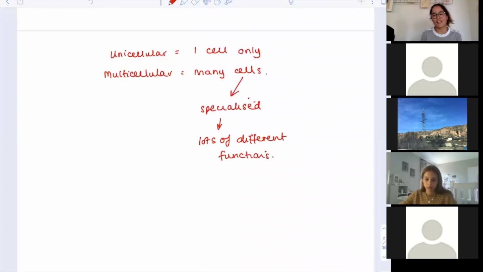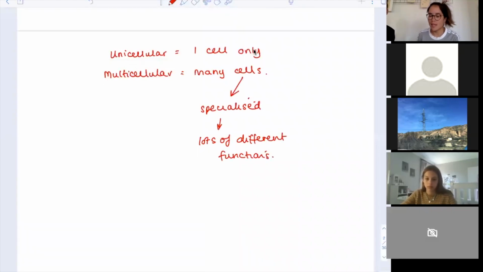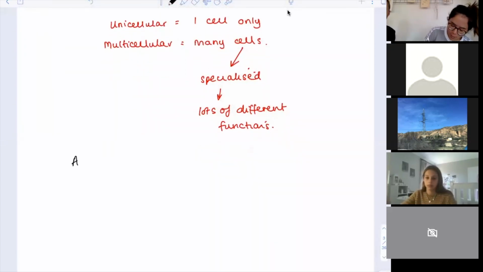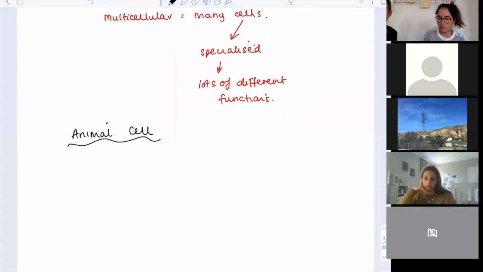However, for many cells, the functions are broadly the same, and that's really what we're going to talk about now when we look at the generic structure of both animal and plant cells. So I'm just going to show you my simple way of drawing an animal cell. You're trying to draw a fried egg effectively.